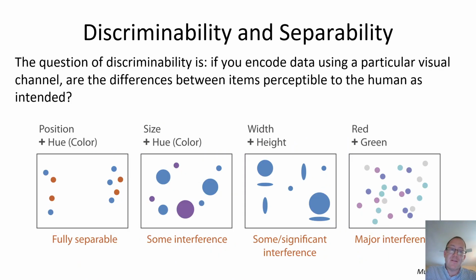But these are not always separable. So position and hue can be separated. Look for the red circles on the left side. Pre-attentive, right? You can spot those right away. Hue and size combined together, there's some interference. Looking for the large purple circle takes a bit more time. You have to sort of scan, but it's a fairly easy scan. Height and width, they combine together. So if I want to find the wide and high circle, I can look for it, but the wide circles and the high circles sort of conflate with one another.